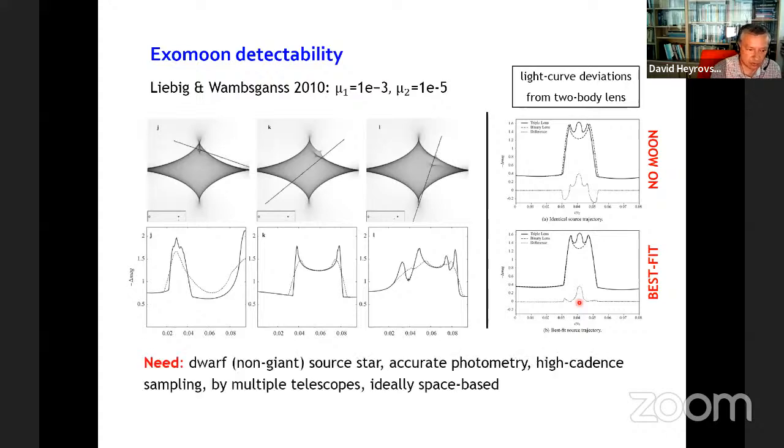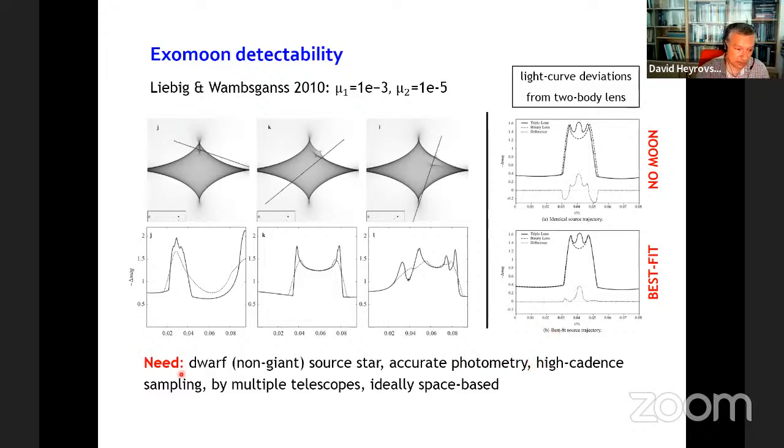Which brings us to some conclusions about the detectability. To detect an exomoon, you need a source star that is not a giant. So you need a dwarf star, ideally. Still, you need something sufficiently bright. So you need really accurate photometry, if you want a non-giant star, which is somewhere far away, and you want precise photometry.